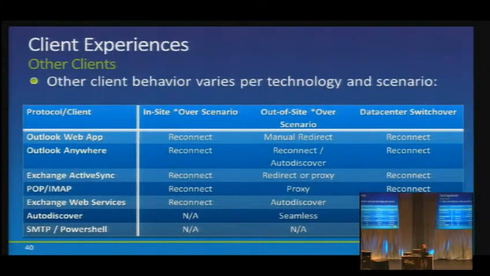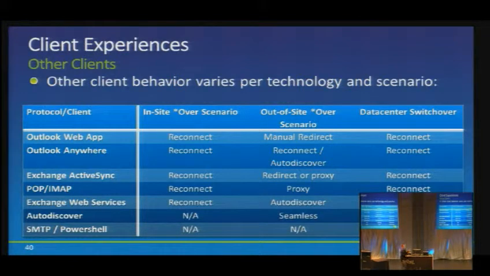Okay, and I mentioned I would talk briefly about the other clients as well. The behavior depends on whether it's a switchover within the site or outside the site, and of course what client you're using. For most of the clients, when you're talking an inside-the-site switchover, it's going to be a reconnect. It's just the database moving to a different mailbox server. That's all completely abstracted from the clients. Nothing changes from the client perspective, so all of them will just reconnect. Some won't even need to do that.